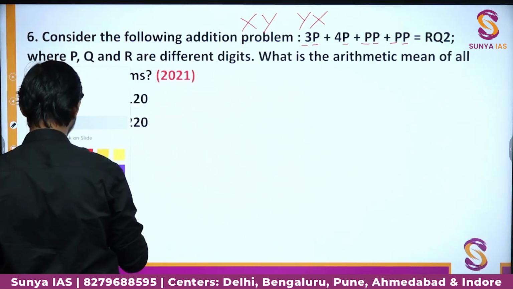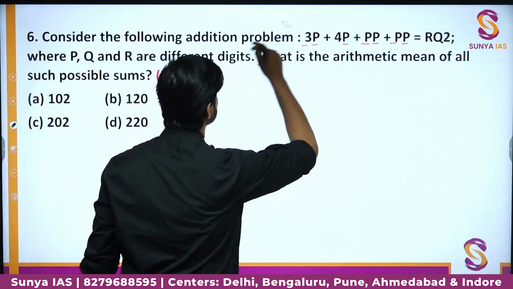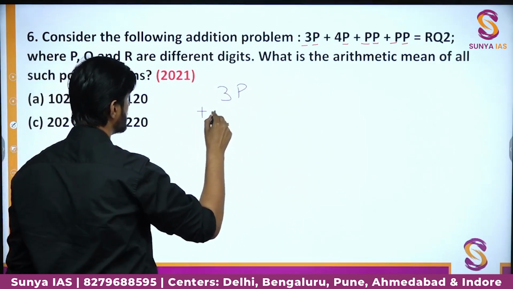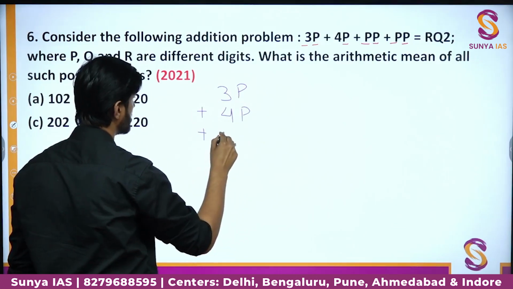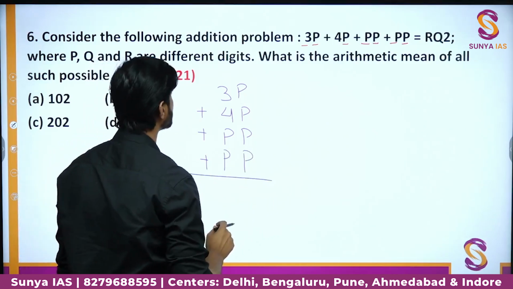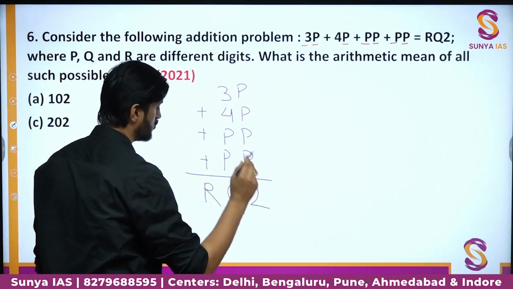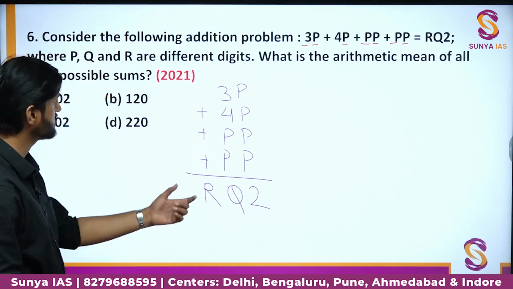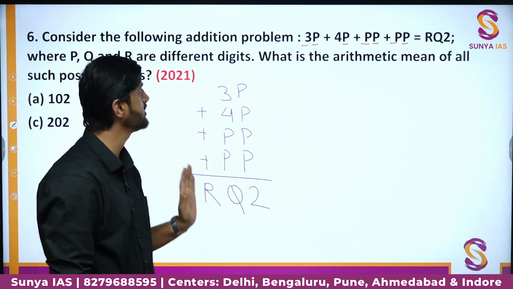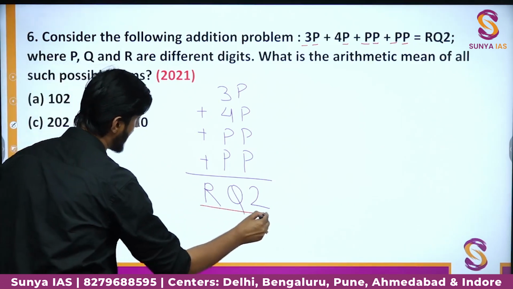The question says, consider the following addition problem. We have this addition going on: 3P plus 4P plus PP and plus PP, and the summation is coming out to be RQ2. The basic idea is that whatever you add, the last digit of this sum is coming out to be 2. So their sum is nothing but RQ2.